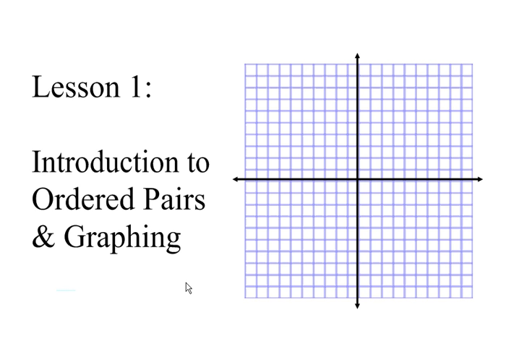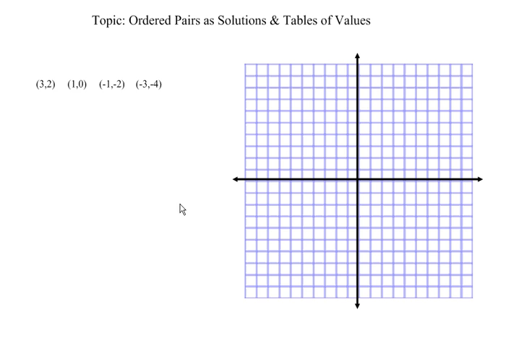Hello, this is lesson one of a five-part series on how to work with slope-intercept form. And first off, I want to start out with an introduction to ordered pairs and graphing. Now, you've all at this stage worked with graphing, worked with creating lines before. What I've got here is just a reminder for you of how to do the graphing of pairs.